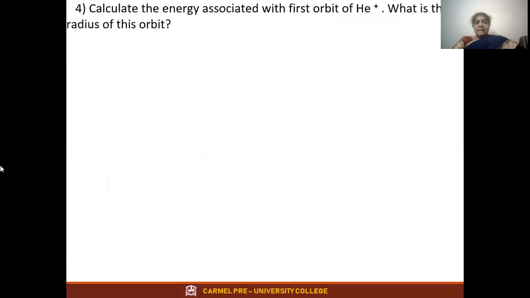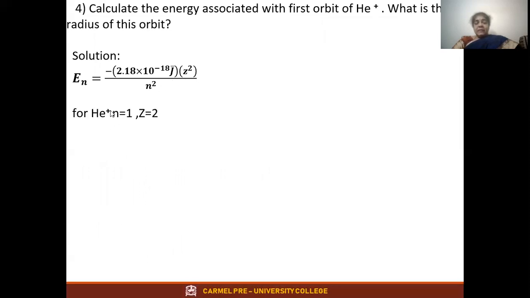Okay. Next, calculate the energy associated with the first orbit of helium. What is the radius of the orbit? We'll go for the solution. This is the equation, students, so take down the equation. En is equal to minus 2.18 into 10 power minus 18 Z square by n square. Z is the atomic number, n is the orbit. So for helium, n is equal to 1, Z is 2. Atomic number of helium is 2. So if you substitute, E1 is equal to minus 2.18 into 10 power minus 18, 2 square by 1 square, which is equal to minus 8.72 into 10 power minus 18.